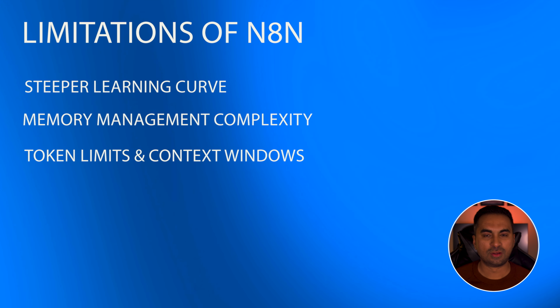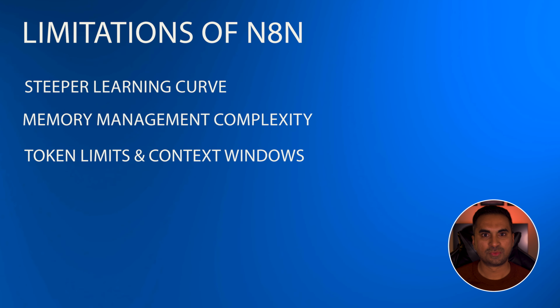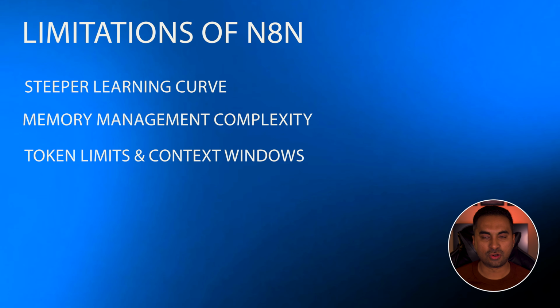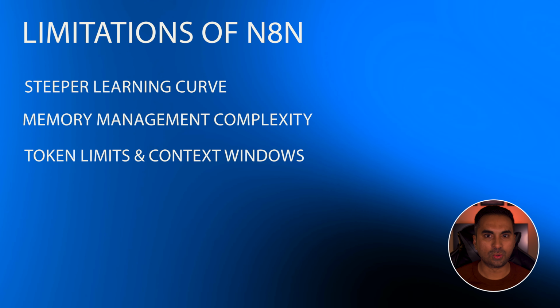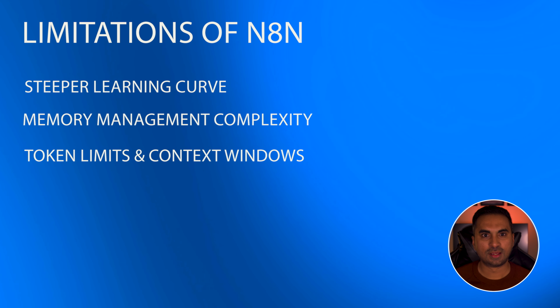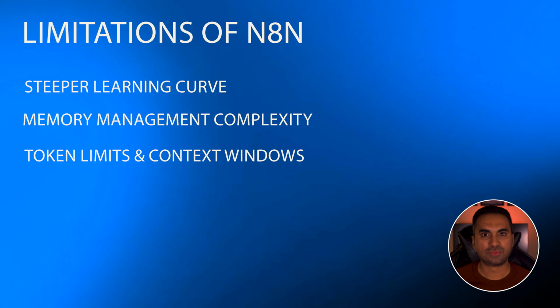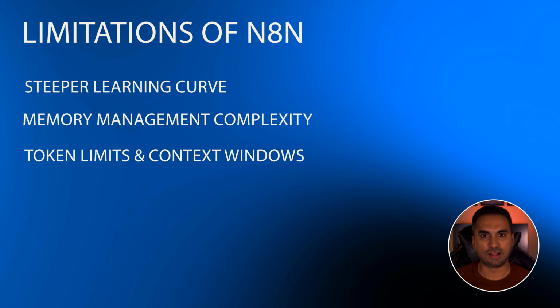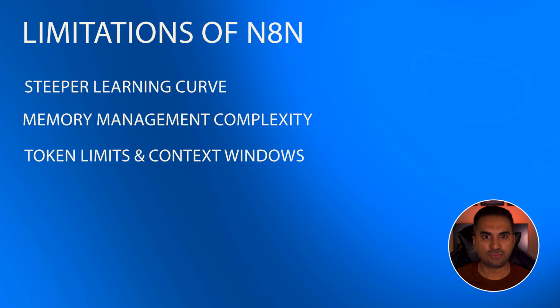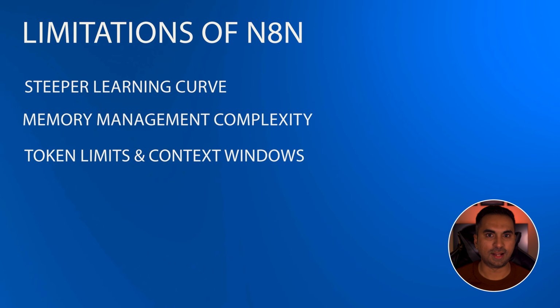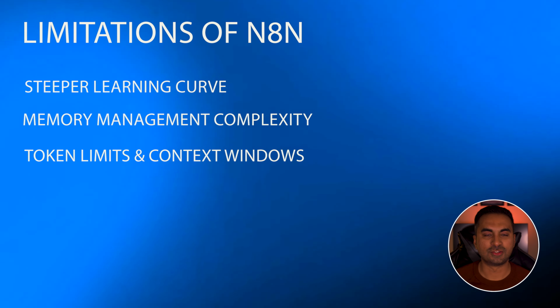Limitation 3. Token limits and context windows. When working with large documents or datasets, you can hit token limits with your AI models. n8n doesn't automatically handle chunking or context management. You'll need to build that logic yourself. This is true for most frameworks, but specialized ones like LangChain have more built-in helpers.